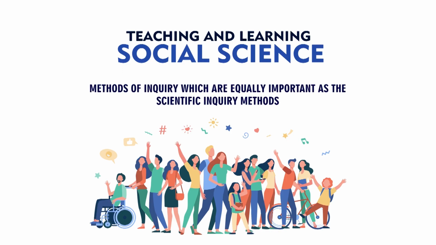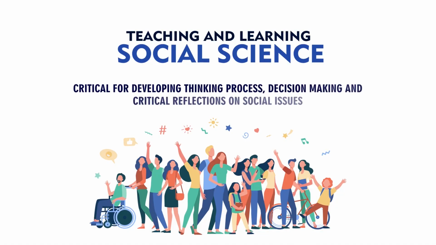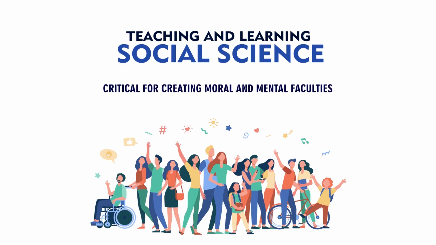The methods which are used for teaching social science should also be inquiry based, experiential, a scientific inquiry method, so that one is able to observe, analyze, formulate a problem, find a solution, get into inferences, and so on. So basically we are trying to inculcate in the learner critical thinking skills, decision making, and critical reflection on social issues, not to believe in hearsay or superstitions. They should be able to have moral and mental faculties.